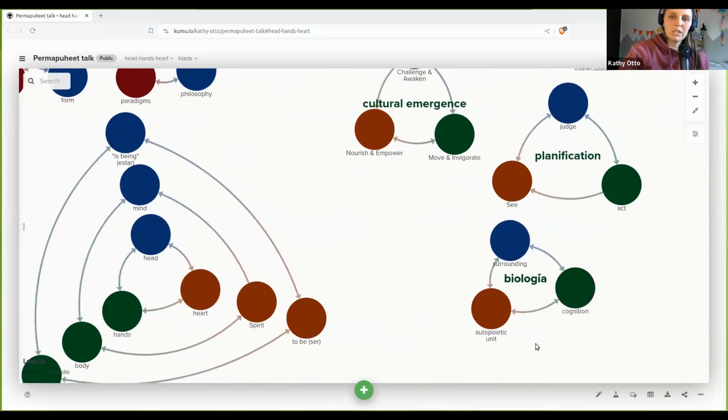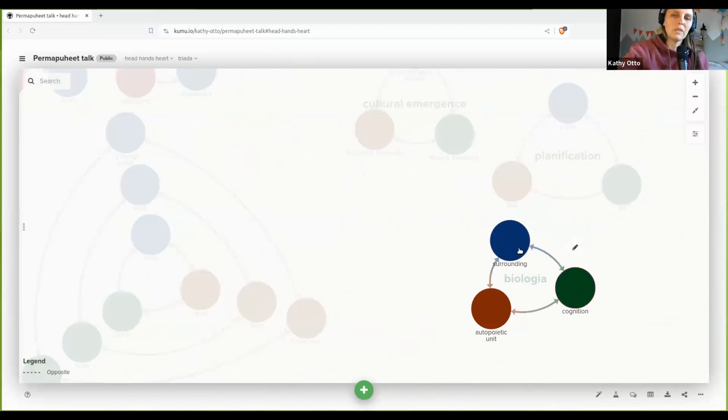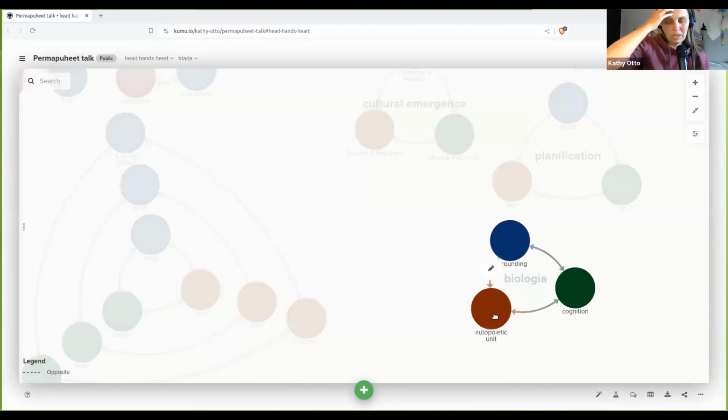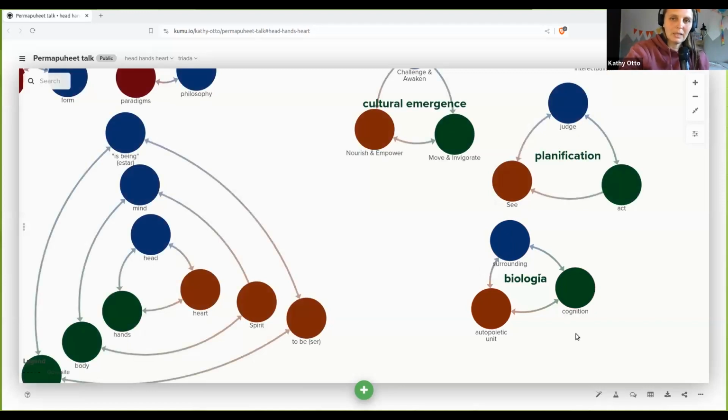So in biology, when we talk about life, we have these three pieces: the cognition, which is perception of reality, the surrounding, the ecosystem, and what they call the autopoietic unit, is one of the ways of calling it now, which is the living unit, which can be a cell, or an animal or a human being. And the emergent thing about this is life, between, in dialogue of the three.